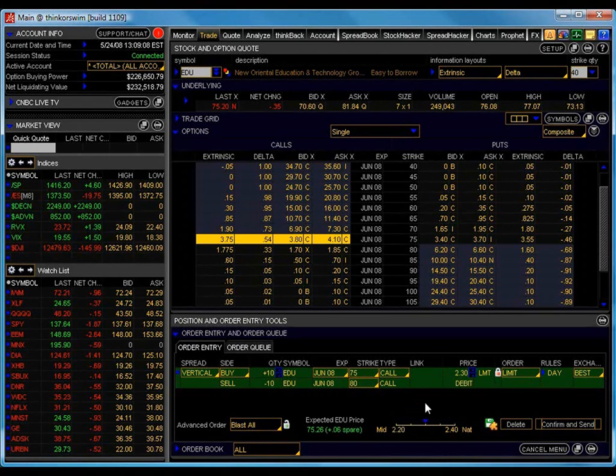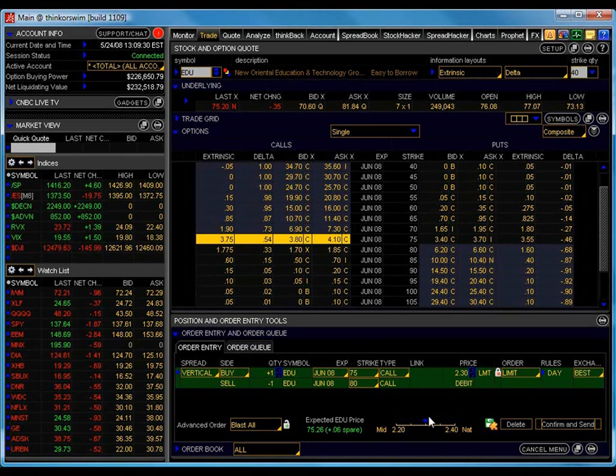On this 10-lot order, it's a $100 savings if you can get it cheaper. Even on a 1-lot order, you could save $10. And those dollars do add up. So that's a very, very basic understanding of spread orders and why we do spread orders.